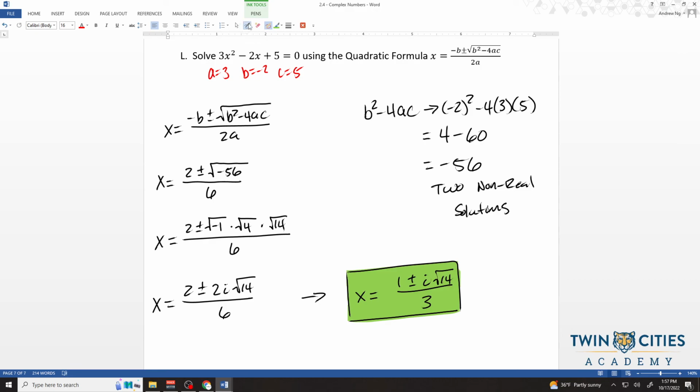Okay, hopefully this video gives you an idea of the different things that we can do with complex numbers and the different operations that can be done just like real numbers and imaginary numbers.